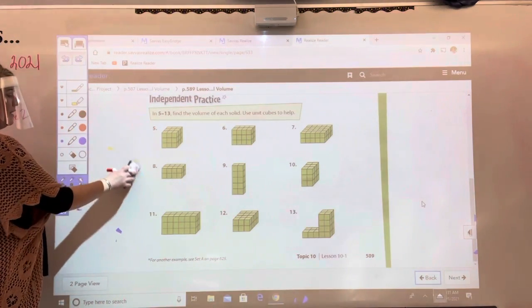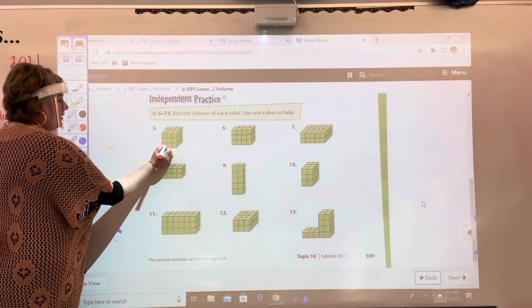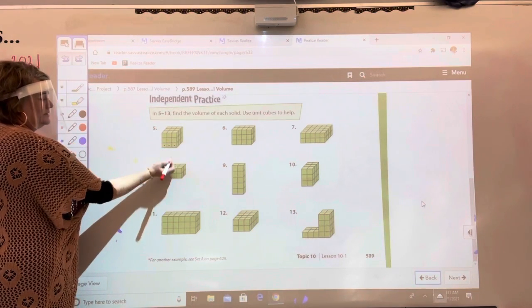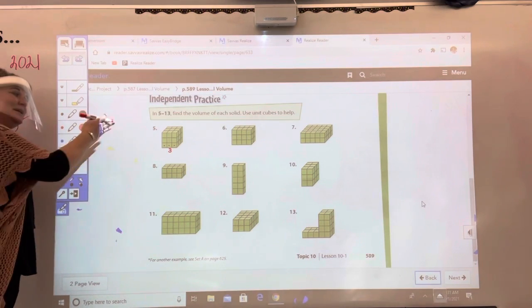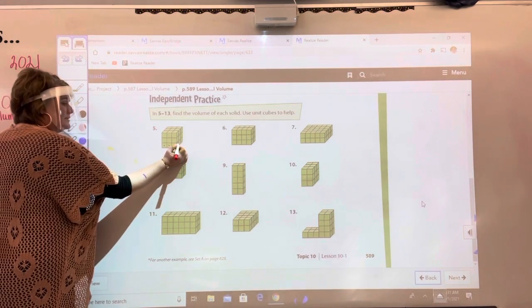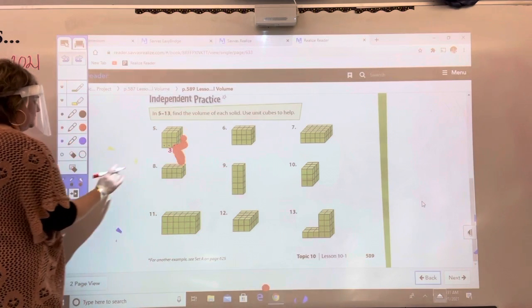Number 5, we're on the bottom for the length. Put dots. 1, 2, 3. Does everybody see how I got 3 right there? Okay. Now we're seeing how far back it goes. It's a 1 and a 2.